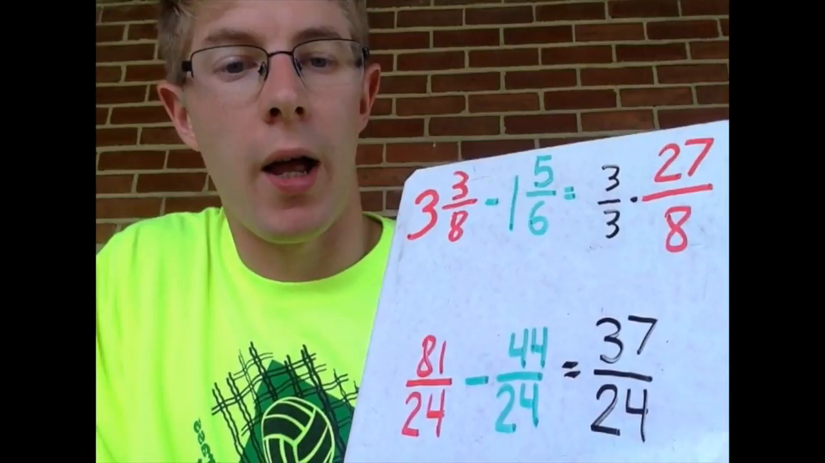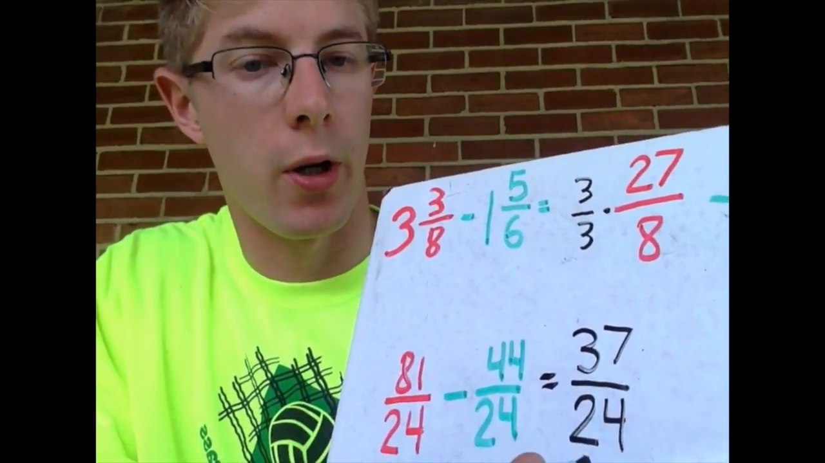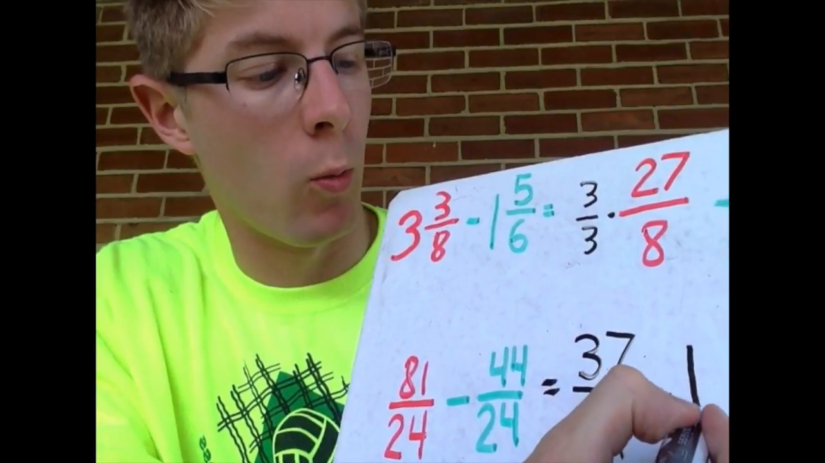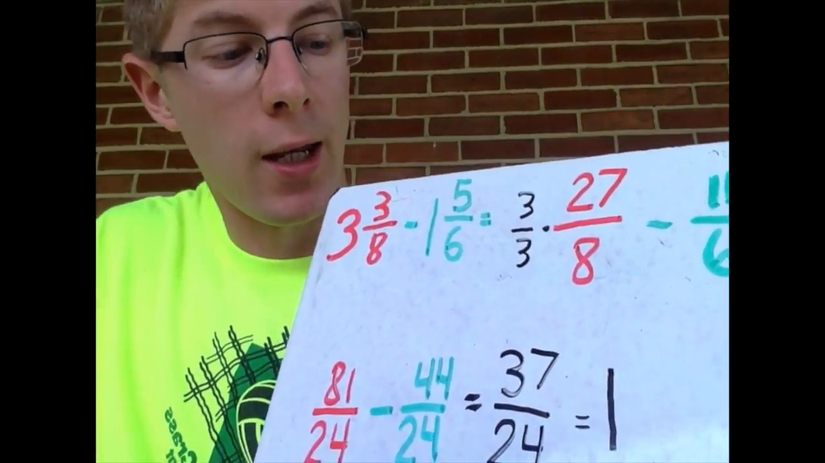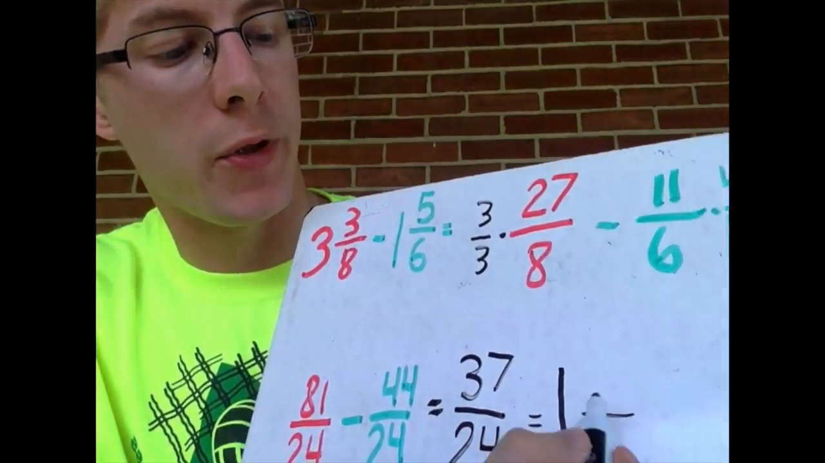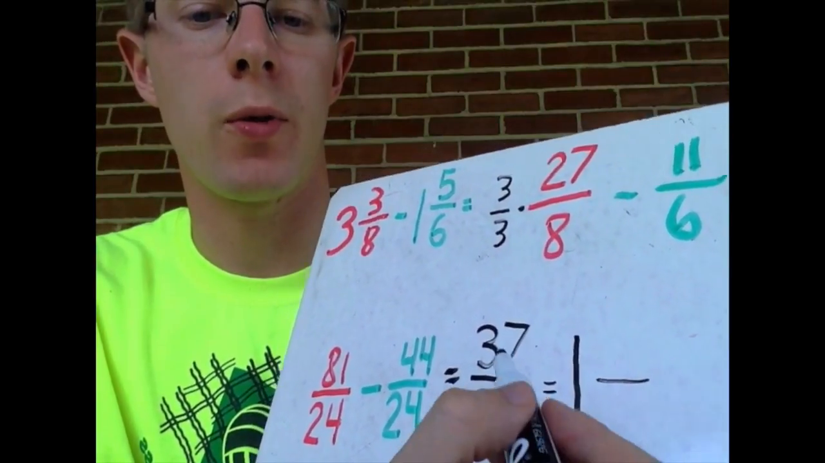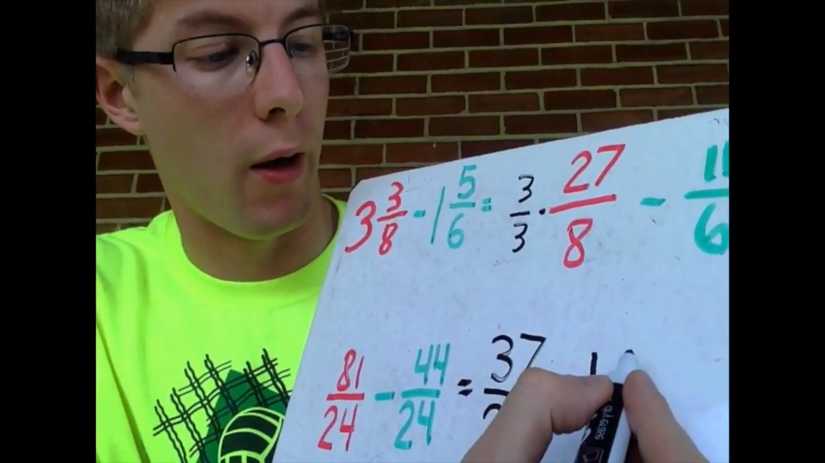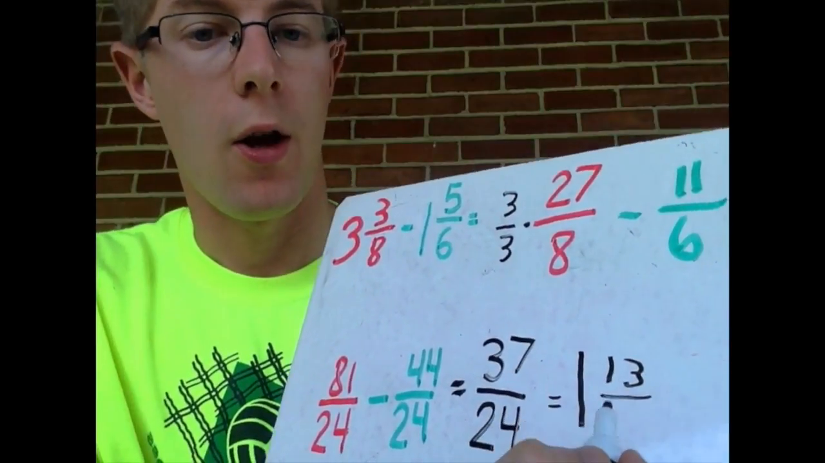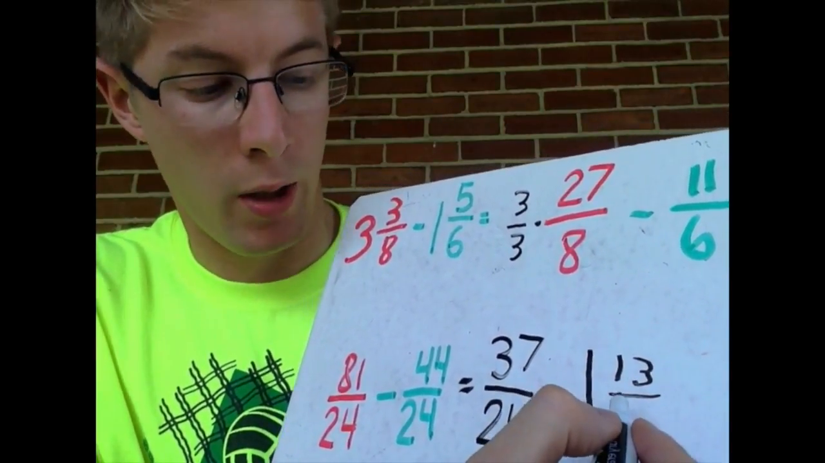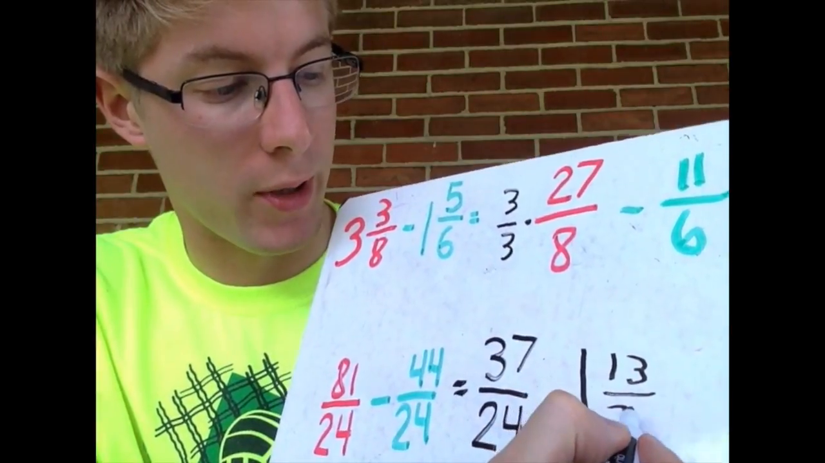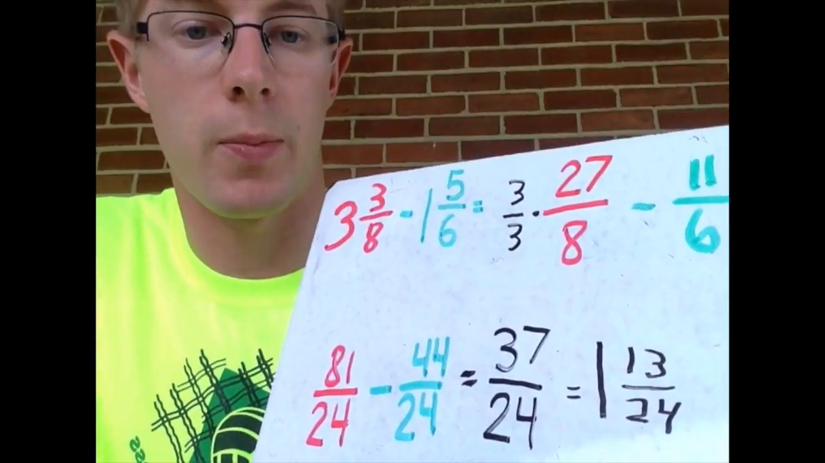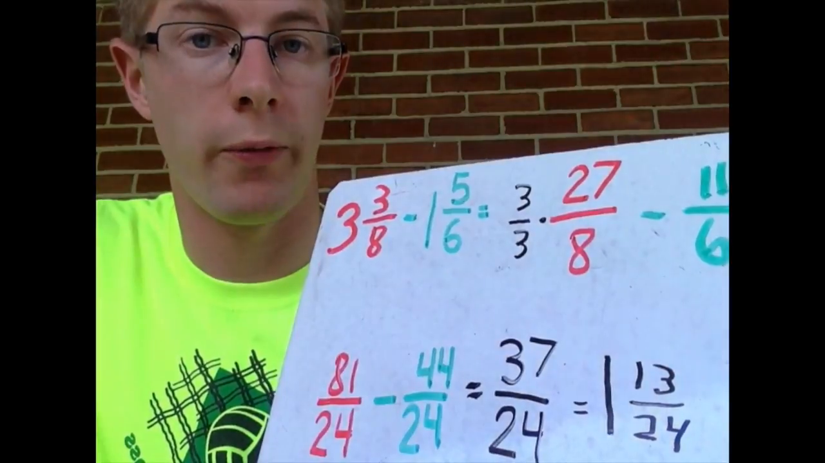So we need to think about how many times does 24 go into 37, and when we think about that, we decide that it can only go in once. Again, then, any remainder becomes our numerator. So when we think about how many times 24 goes into 37, we said once. That leaves us with a remainder of 13. From here, then, the denominator again stays the same. So it's going to be 13 over 24. The answer to this problem is 1 and 13 24ths.